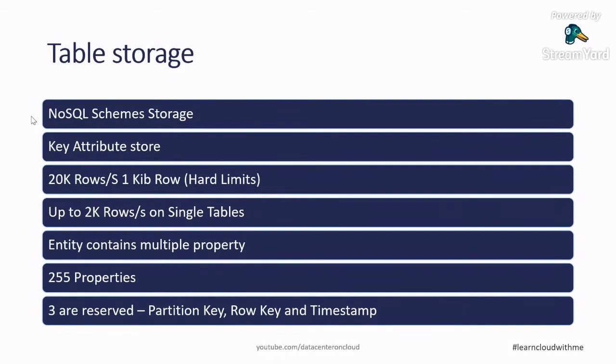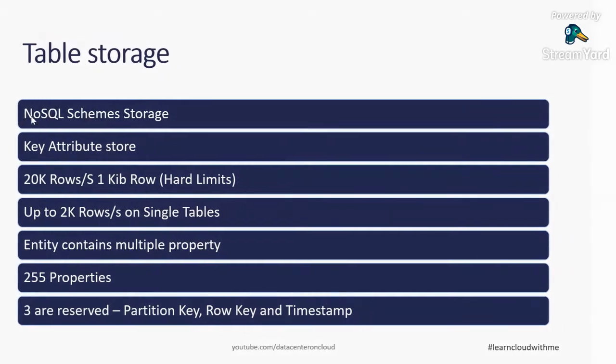A table contains multiple properties when we create it, and it can support up to 255 properties. Let's say I want a name property, so a name key and value, and there will be 255 of those we can add. But 252 will be available because three are reserved: the partition key, the row key and the timestamp. They are reserved by default. So we can add 252 more properties in our table.